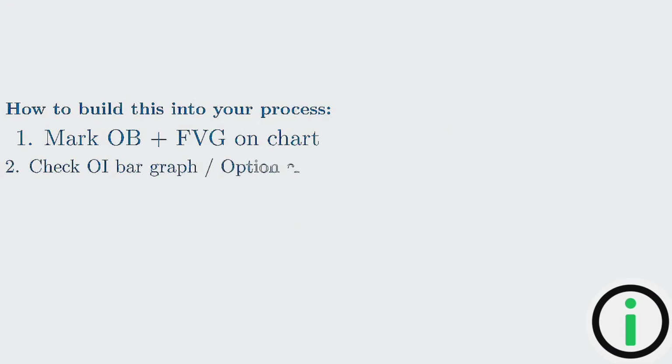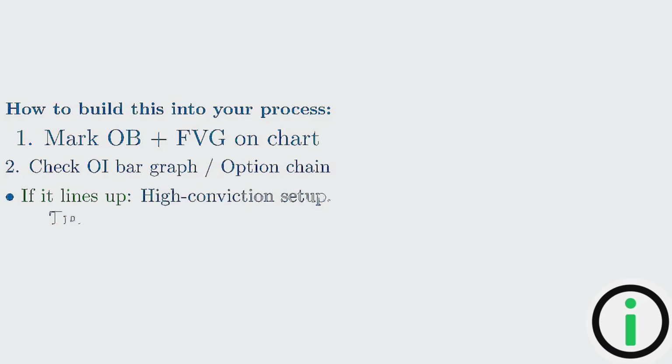Second, open the option chain or OI bar graph for the nearest expiry. Check whether a large call or put OI cluster sits at or very near that same price zone. If it lines up, it's a high conviction setup. You can tighten your stop slightly and consider standard risk.